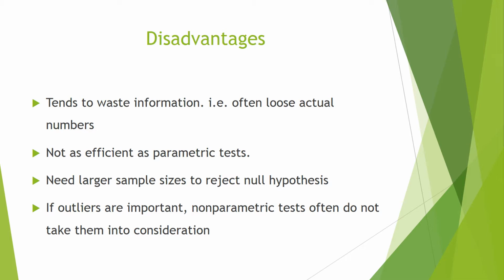The disadvantages are that it tends to waste information. Often we don't use the actual numbers, we're using the ranking of how the numbers rank. It's not as efficient as parametric tests, so if you know that the data does meet the assumptions for a parametric test, the parametric test is better. We also often need larger sample sizes in order to reject the null hypothesis. And if the outliers are important, non-parametric tests often do not take them into consideration.